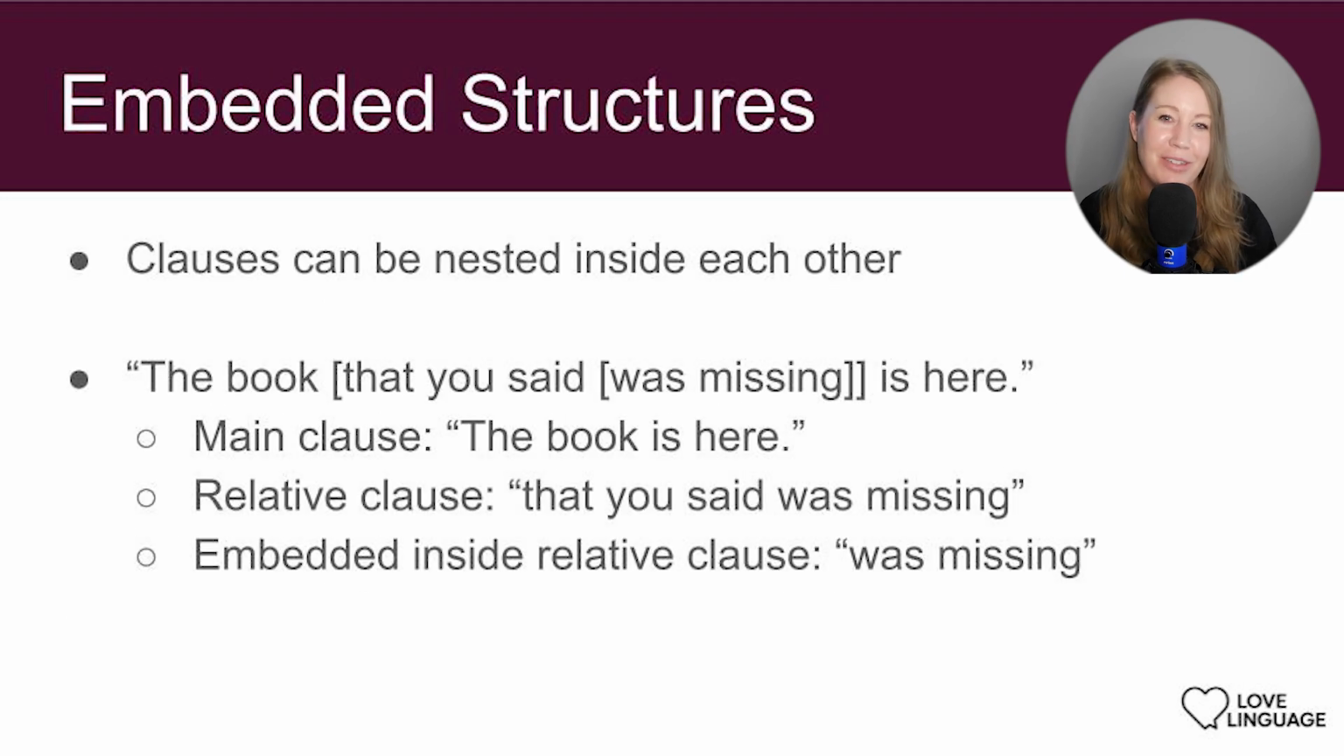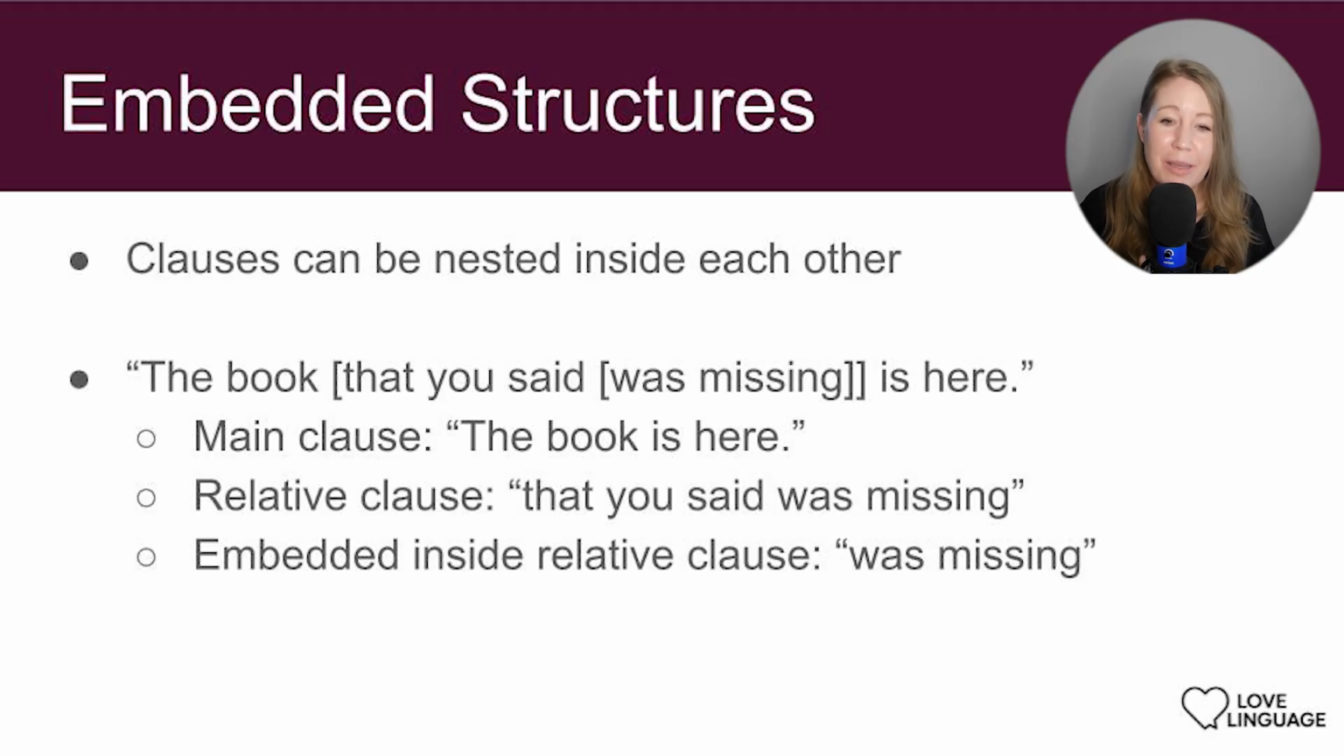And now that we know the different types of dependent clauses, let's see how they can be stacked inside one another to make sentences even more complex and nuanced. Sometimes clauses can be nestled inside other clauses, and we call these embedded structures. In other words, a clause can contain another clause inside of it, creating layers of information. For example, the book that you said was missing is here. Let's break this down. The main clause, the independent clause, is the book is here. Inside it, we have a relative clause that you said was missing. And inside that relative clause, there's another clause, was missing. So there's one clause inside another, which is why it's called embedded.